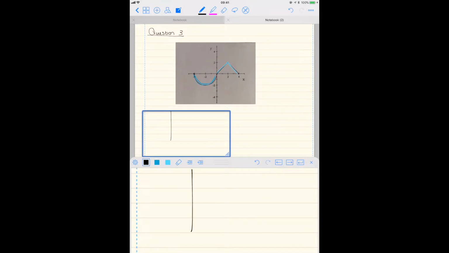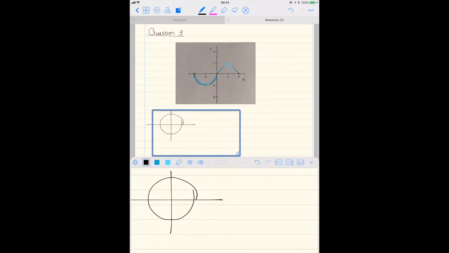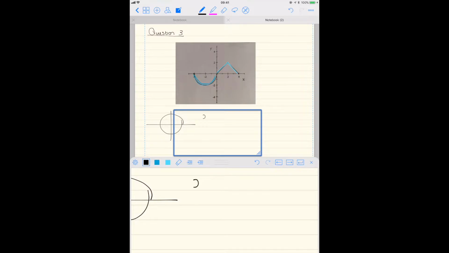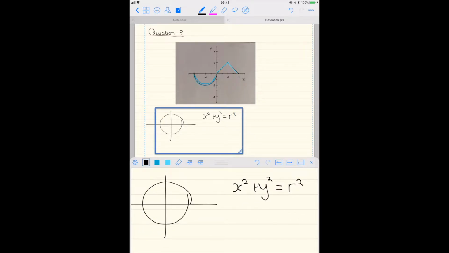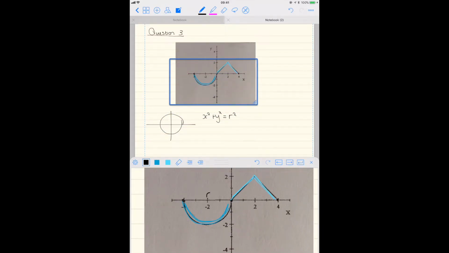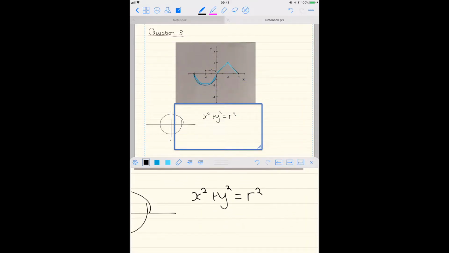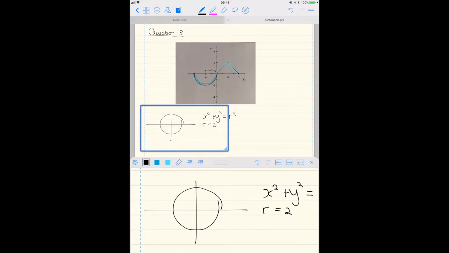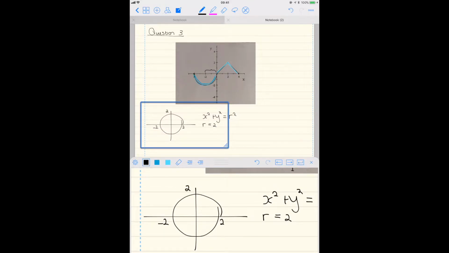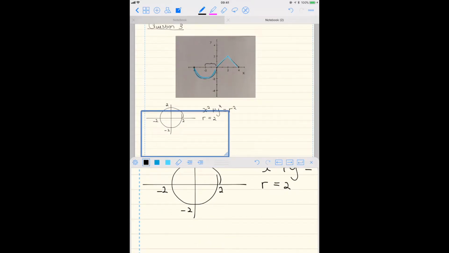Now, a normal circle with its center at the origin looks like this, and would have the formula x squared plus y squared is equal to r squared. Now this circle, you can see, has a radius of 2, so r is equal to 2. So if it was with its center at the origin, we'd have it cutting the x-axis at -2 and 2, and the y-axis at 2 and -2.